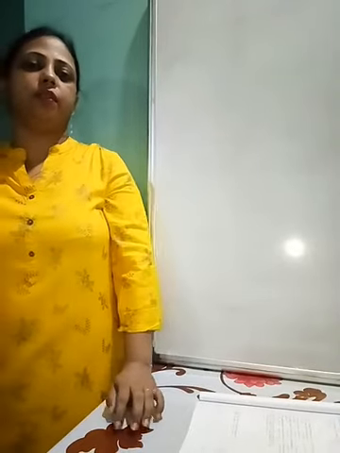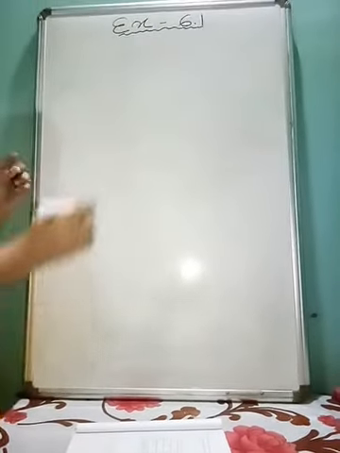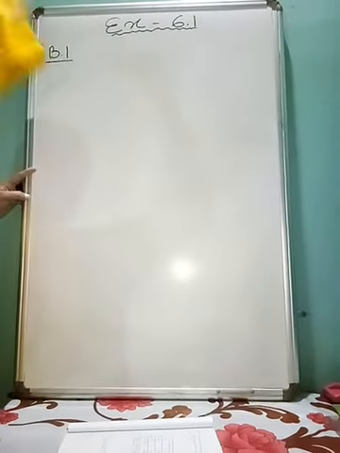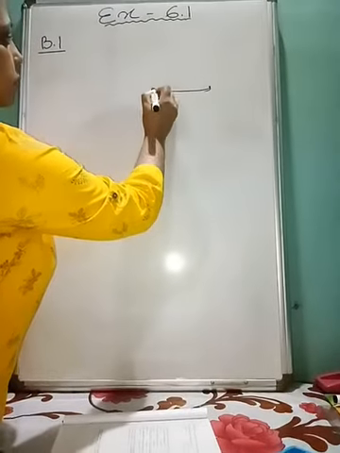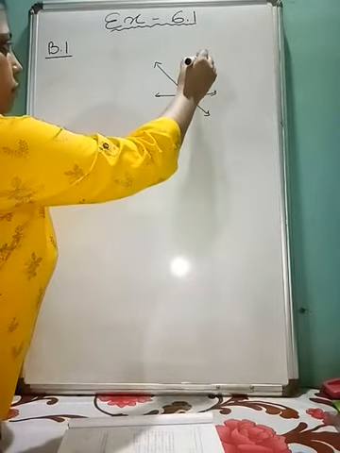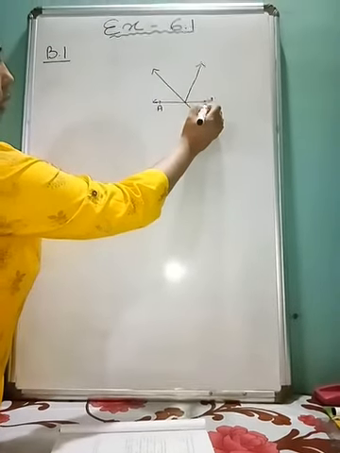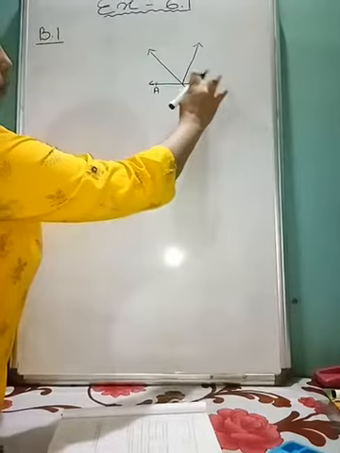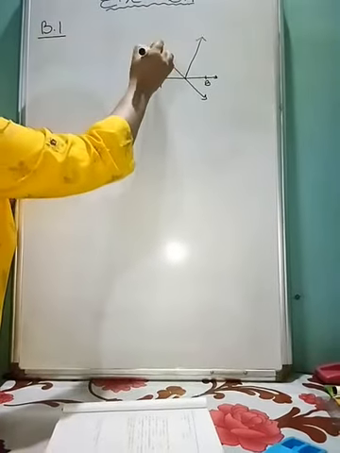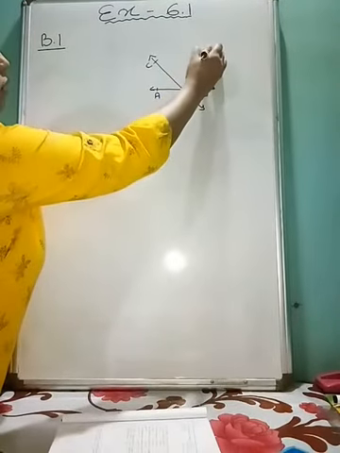Hello everyone, today we will do exercise 6.1. So let us take question number B1. So let us draw the figure. So this is the figure given to us, A, B, then C, D, and O here E.